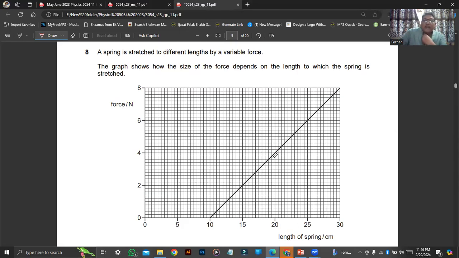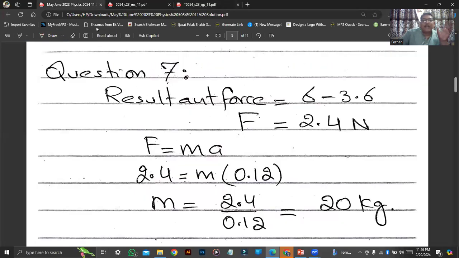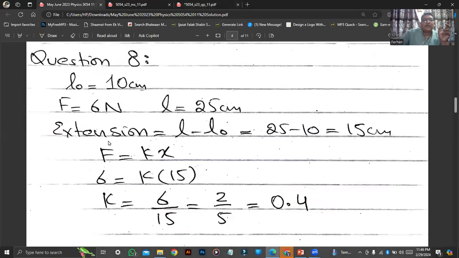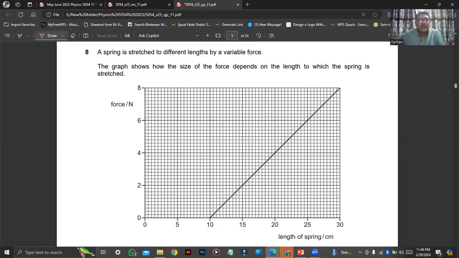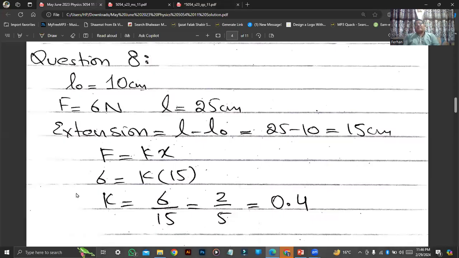From here, I can find out, for example, when the load is 4 newtons, the length is 20. So I can use this. L naught is 10 centimeters. When the force is 6 Newton, you can see the length is 25. So the stretched length is 25 centimeters when the force is 6 newtons. We can find the extension. The extension is stretched length minus unstretched length, so it will be 25 minus 10. That will be 15 centimeters.